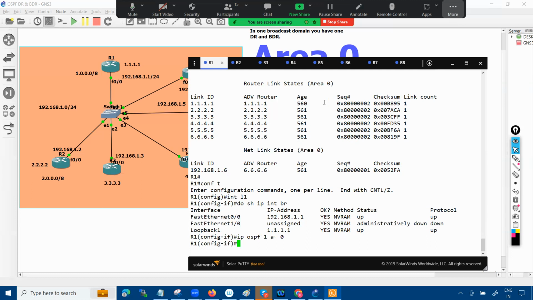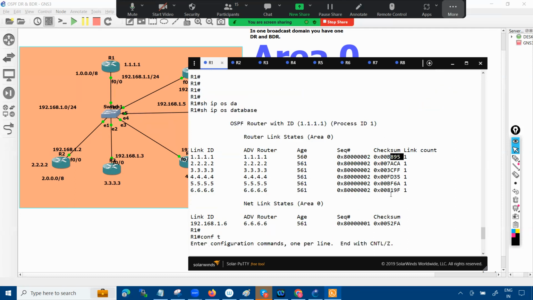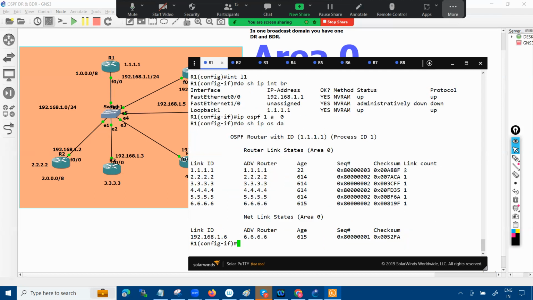The age will be reset, the sequence number will be increased by 1, the checksum will be modified, and the link count will be increased. Have a look. It changes only in this particular LSA, not in the others, because I advertised the link on this router only, not the other routers. Can you see that? The age started from 0 and it happened in 22 seconds, that's why it shows 22. The sequence number is 3, the checksum has changed and the link count has changed. Previously the checksum was B895, and now it is B888.